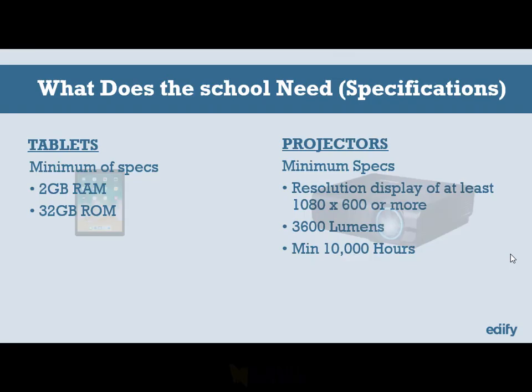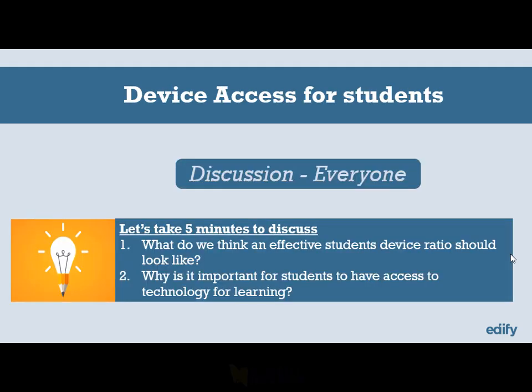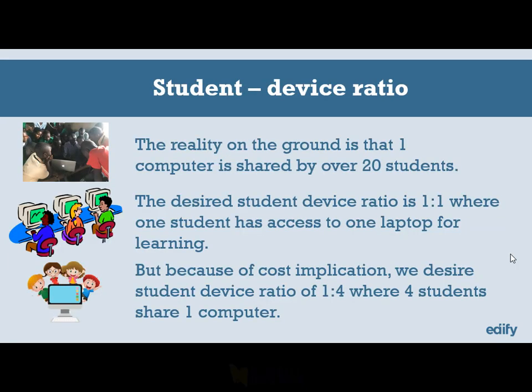You may also have tablets, and you need projectors of that kind of specification. That's very important for you. And so you need to plan for access of devices for students. There should be that ratio. You should plan for that ratio so that at least students can have some technology to use in class. The reality on the ground is that one computer is shared by over 20 students.